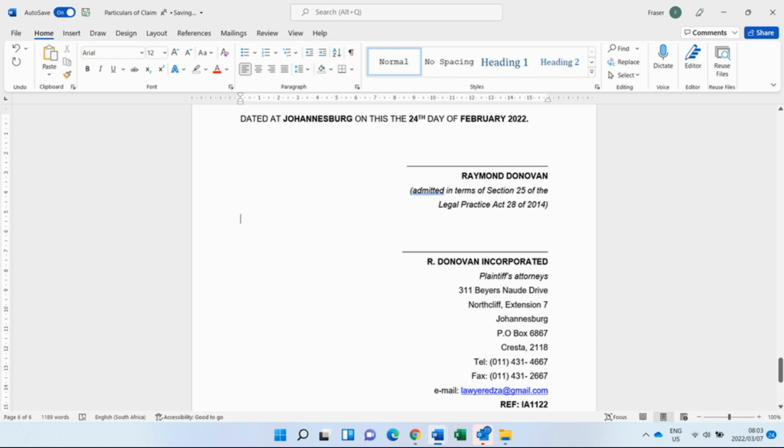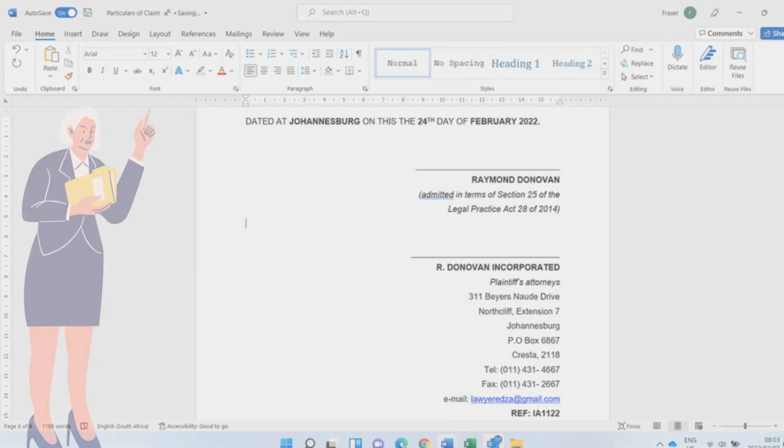The signatory section of the particulars is set out in such a manner so that the attorney with right of appearance identifies themselves and confirms that they are admitted in terms of Section 25 of the Legal Practice Act. Below the signature of the attorney with right of appearance is a place for the signature of the plaintiff's attorneys. An admitted attorney without right of appearance may sign here. However, it may be easy just to have the attorney with right of appearance sign in both spots. And that's that. We have drafted our combined summons.